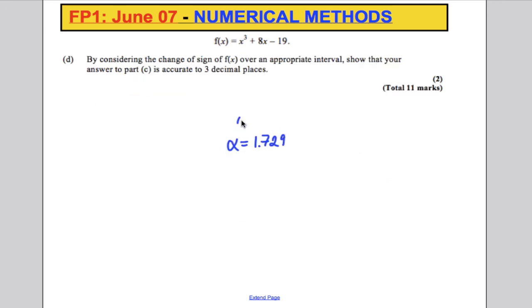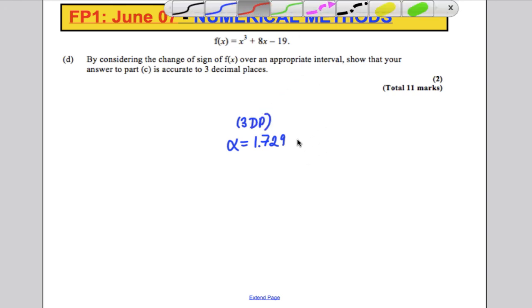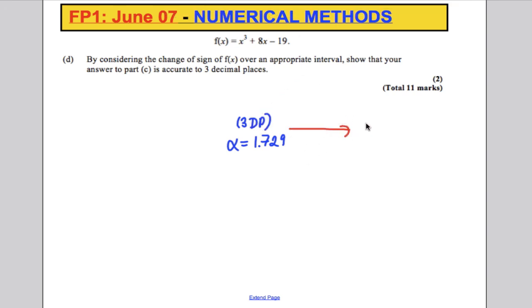And we're saying that's accurate to 3 decimal places. What we want to do is show a change of sign between the upper bound of this number to 3dp and the lower bound. If there is a change of sign, this number here to 3 decimal places is the answer.